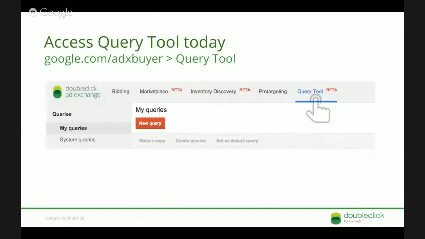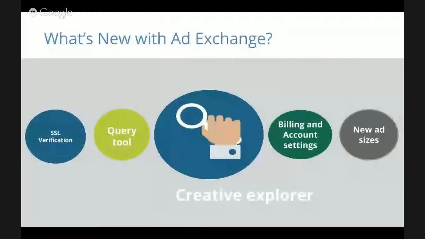And as the screenshot here shows, it's in the top nav on the far right-hand side, called Query Tool. Give it a try. We're eager to get your feedback. And if there's specific dimensions or metrics that you don't see that you'd like, please let us know because we want to get that feedback.